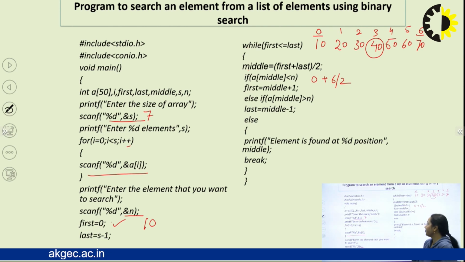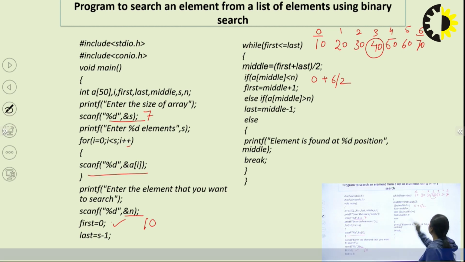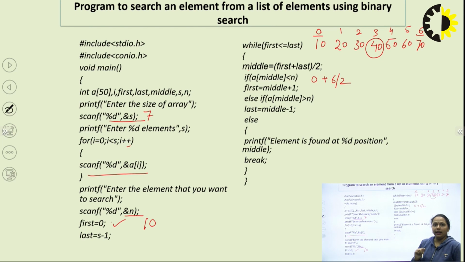What is the situation? If the middle is less than n, a[mid] is what? a[mid] is 40. So 40 is less than n. N is what? 10. The condition is false, which means we will go for the else if condition. Else if says if the middle is greater than n. Yes, it is true. N is 10 and the middle is 40, which means this particular condition is true, which says last is equal to middle minus 1, which means the upper bound of the array is being modified to the position one less than the middle.